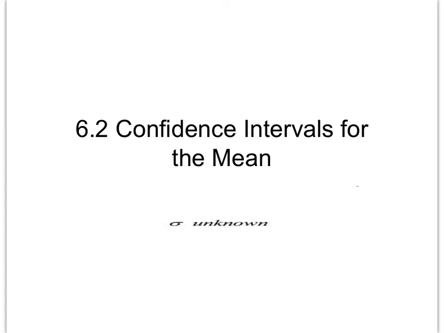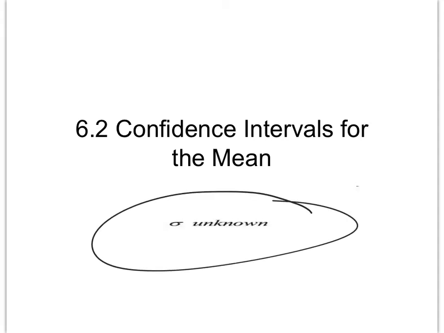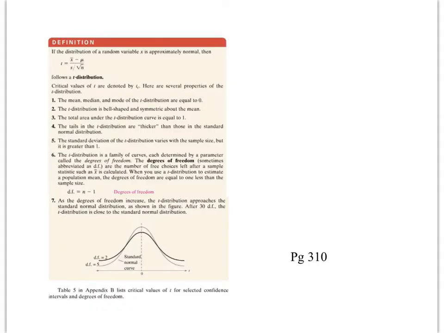Welcome to 6.2. The only difference between this section and the last section is the population standard deviation is unknown. So now what we're going to have to do is find our confidence interval in a situation where we don't know the population standard deviation.